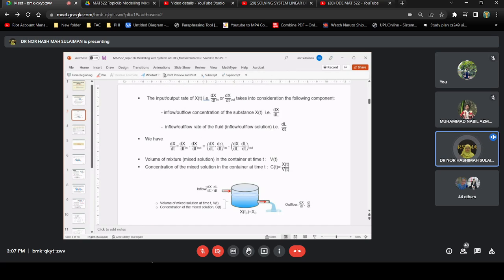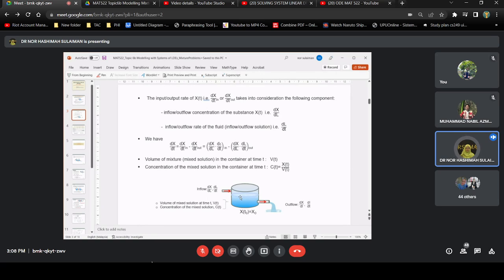So bila dia masuk dalam container ni, when it enters the container, the inflow solution tu dia ada concentration, and at the same time the rate of that solution that goes into the tank is at the rate of dl/dt. Sama juga the outflow liquid ni dia ada specific concentration, and then the rate is dl/dt lah. Hopefully you still remember the model tu. The basic model can be represented by this one, right?